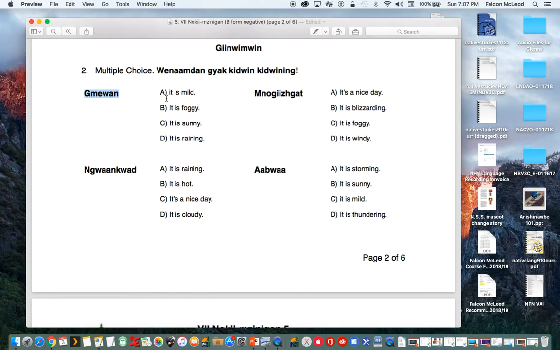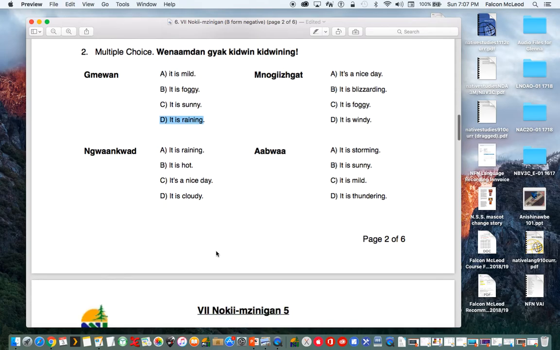So we have A, it is mild. That's incorrect. B, it is foggy. That's incorrect. C, it is sunny. Also not what we're looking for. And D, it is raining. So this is the correct one, so we can highlight that. All right, so I will leave the rest of these for you to do on your own.